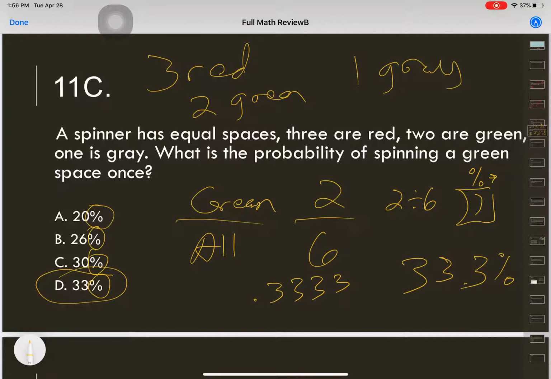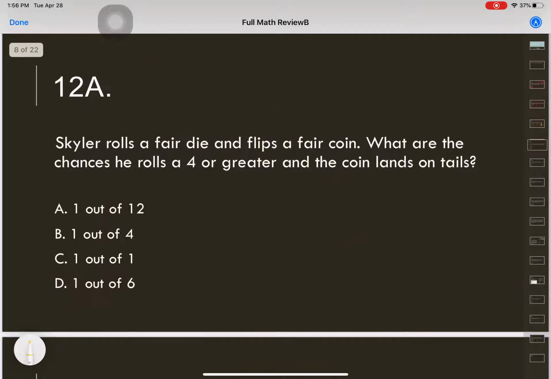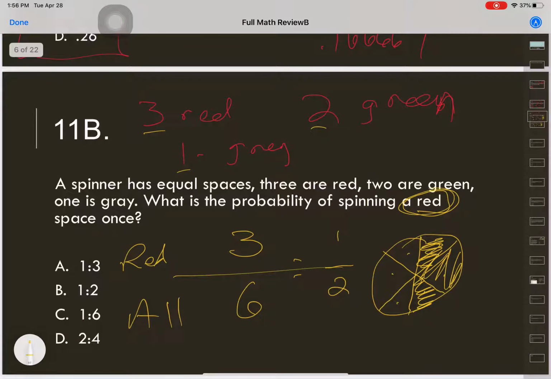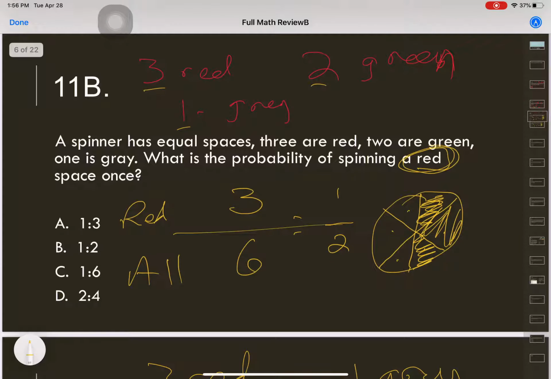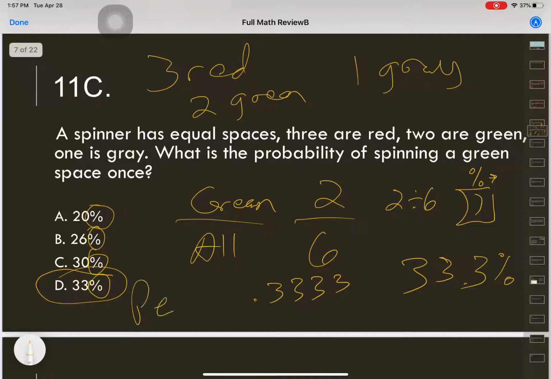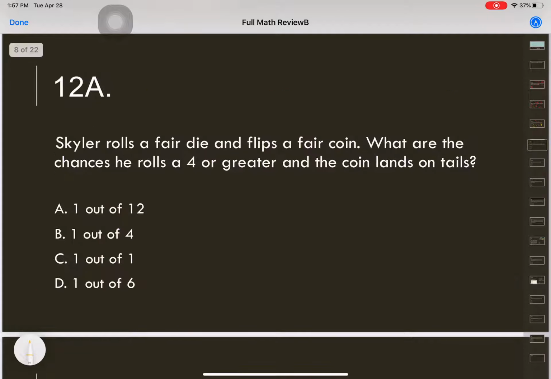So all 3 of these problems that are number 11 are different forms of the same type of problem. The only difference is this one is all in decimals. The next one is actually a fractional presentation. And the last one is in percents. But it's all the same thing.